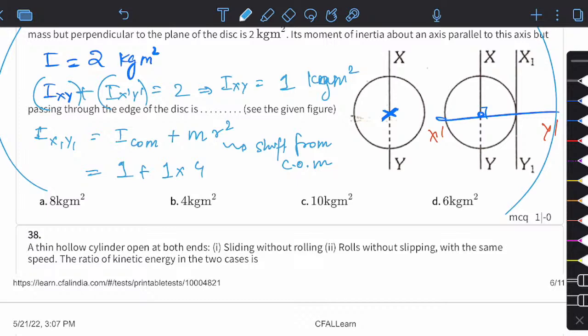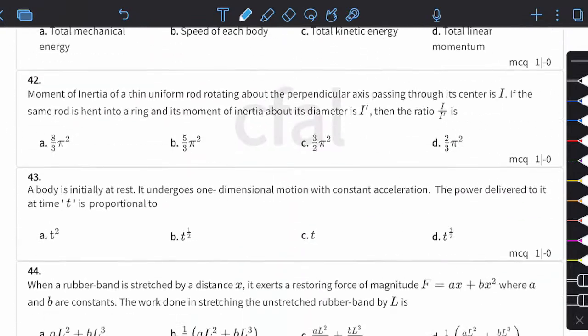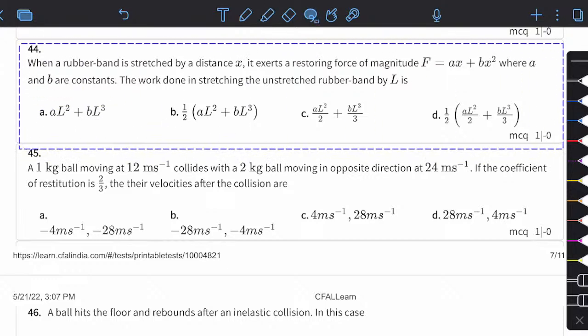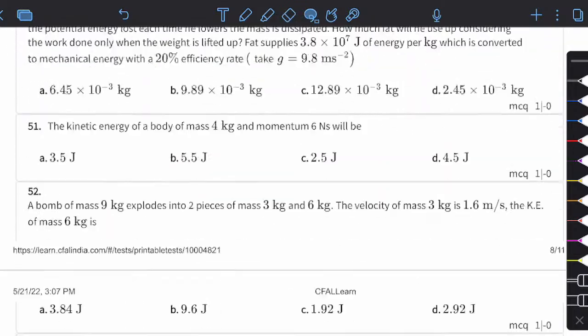Alright. Next, let's look at the 44th question. A rubber band is stretched by a distance x, it exerts a restoring force, where A and B are constants. Find the work done in stretching the rubber band by L. Alright. So this is basically just the definition of work done. We have to apply the definition.